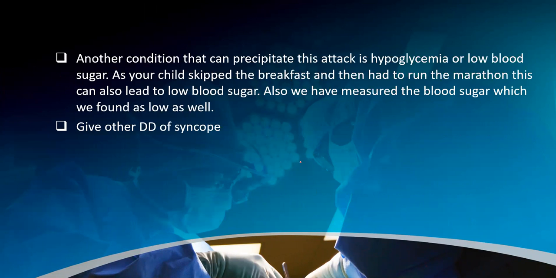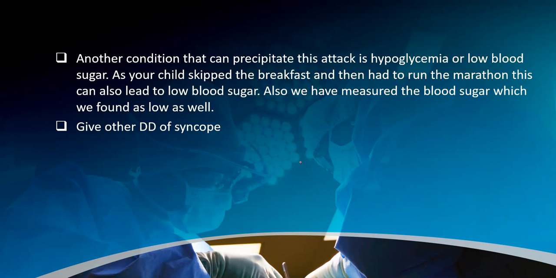Another condition that can precipitate this attack is called hypoglycemia, or low blood sugar. Your daughter skipped breakfast in the morning, and on top of that she had to run the marathon, and that can lead to the low blood sugar she is having. Also, we have measured the blood sugar, which is below normal. Don't worry, it should be fine. We will give her something sugary to drink, and the blood sugar should come up.